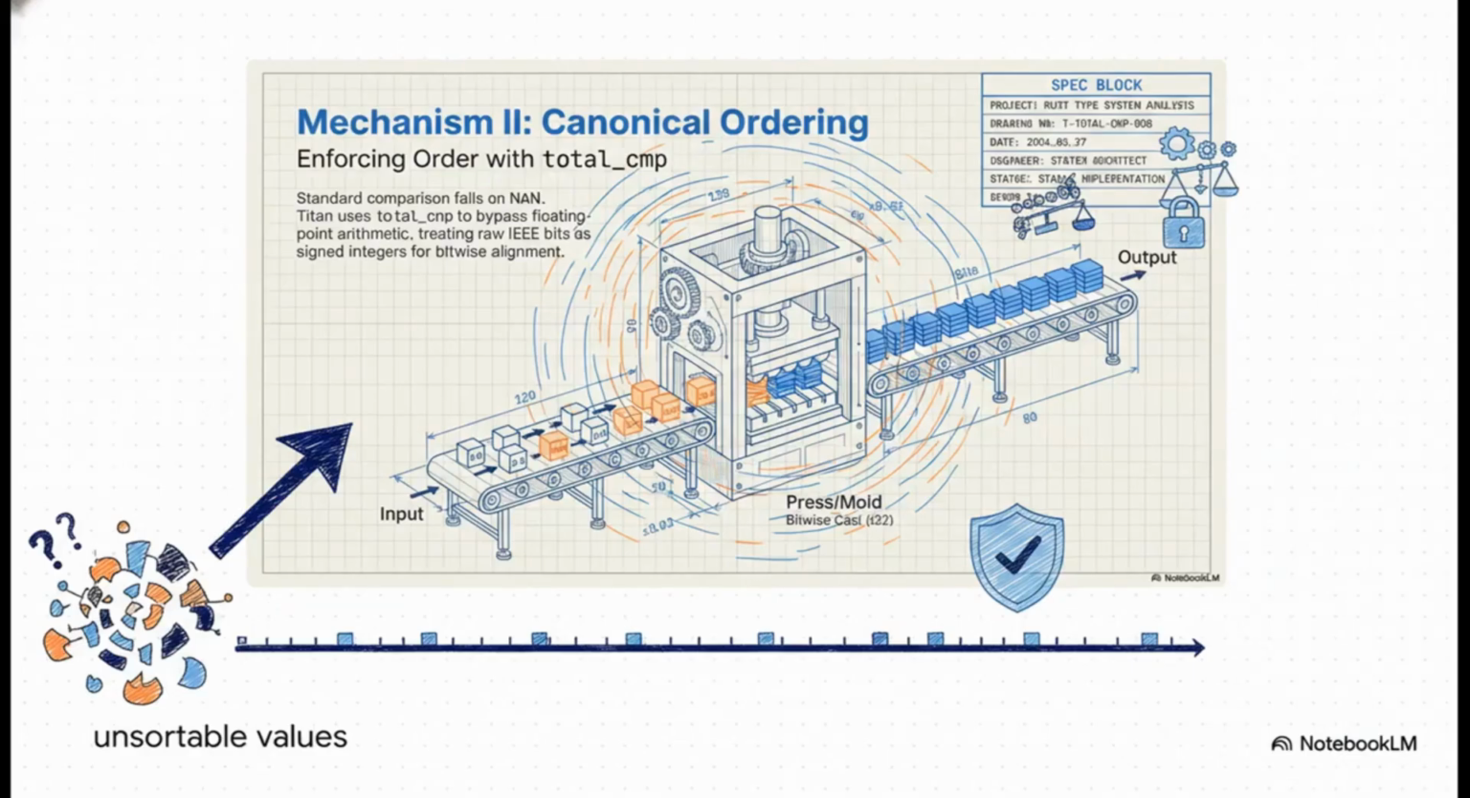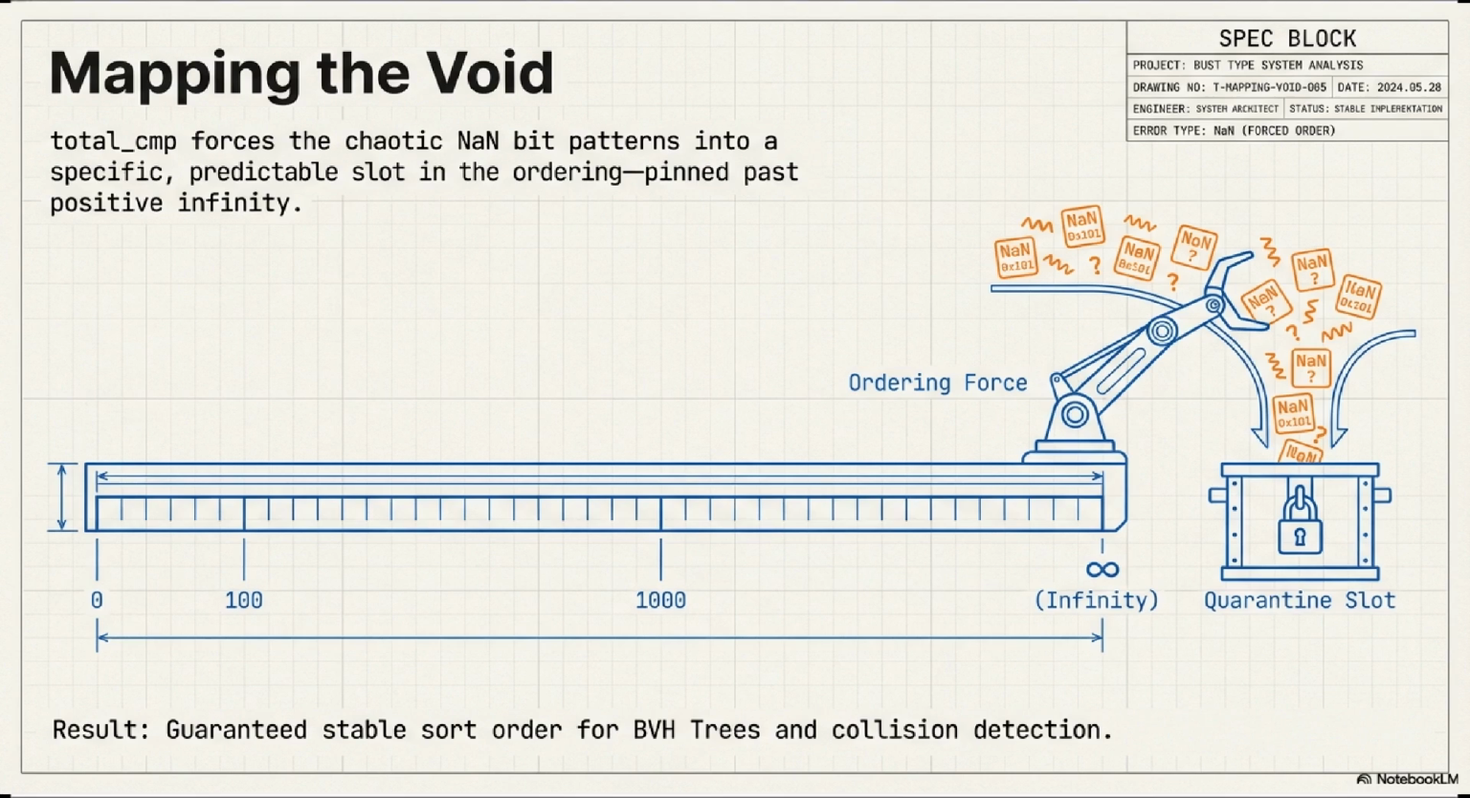Okay, next problem. How do you sort a list of numbers if one of them is, by definition, unsortable? A standard comparison just won't work. The solution is to stop playing by the float's rules and enforce your own order. And the way this is done is pretty ingenious.